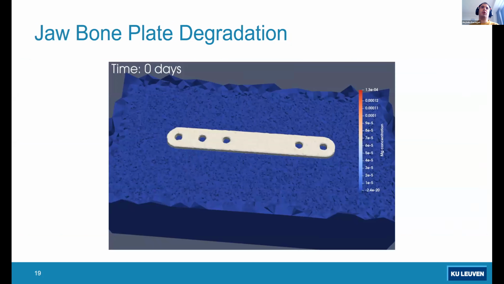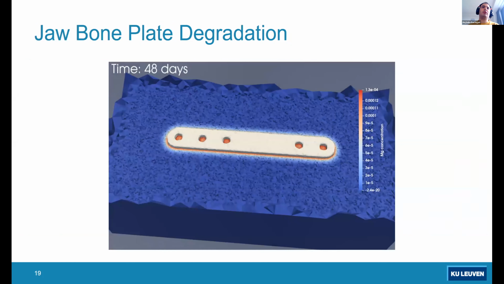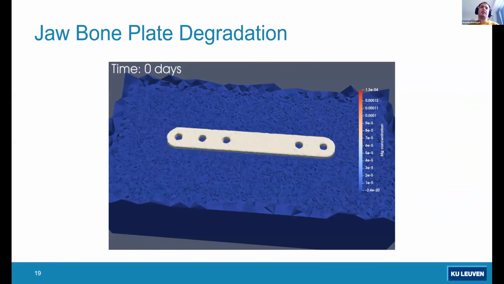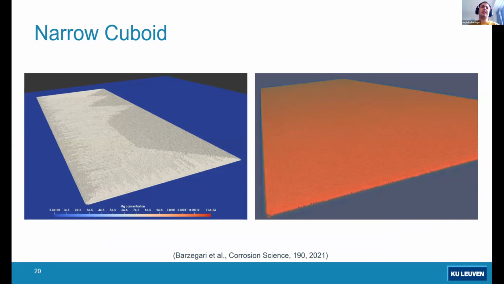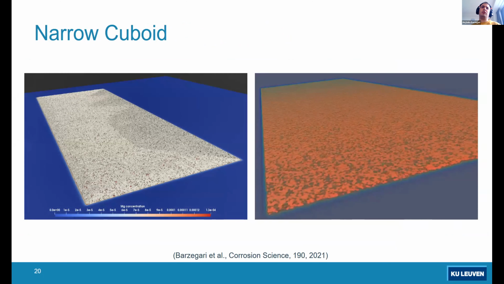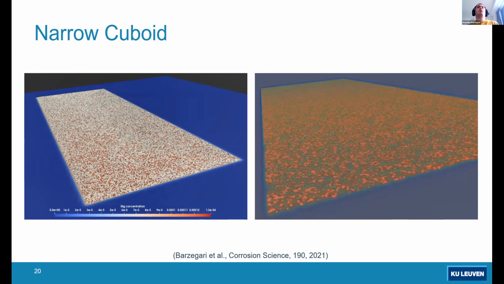This is for jaw bone plates, the bone plates that surgeons use in the mandible. And this is the simulation over a larger time period. I'm using it further to also construct some mechanical analysis simulations. And this is a simulation for a narrow cuboid rendered using a GPU, showing how a narrow cube would disappear.